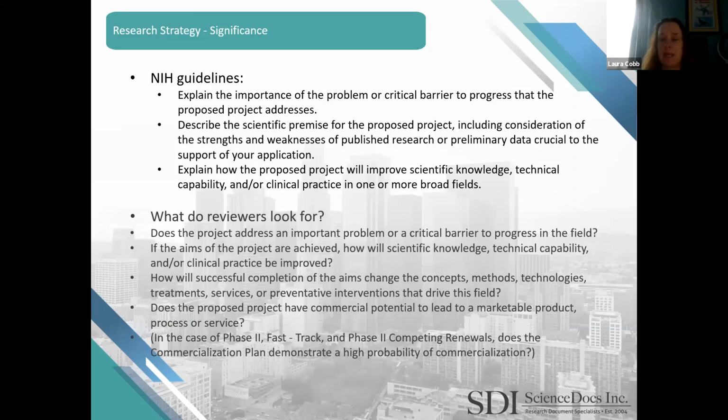I've discussed this a little bit over the last couple of weeks, and really the easiest way to make sure reviewers get this information is to go through the instructions, the omnibus solicitation, and literally copy and paste these terms they're looking for. As an example, you could state the problem that you're trying to solve and use the words critical barrier to progress in the field. It makes it very easy for them, and we always want to make their lives as easy as possible, because then they'll be nicer to us.